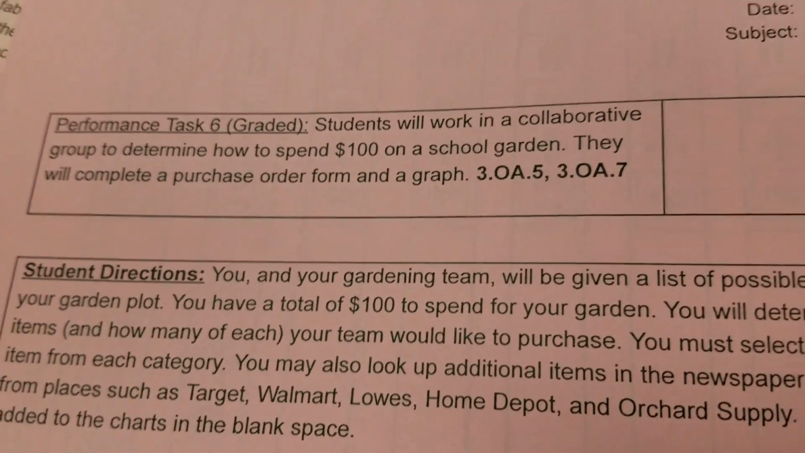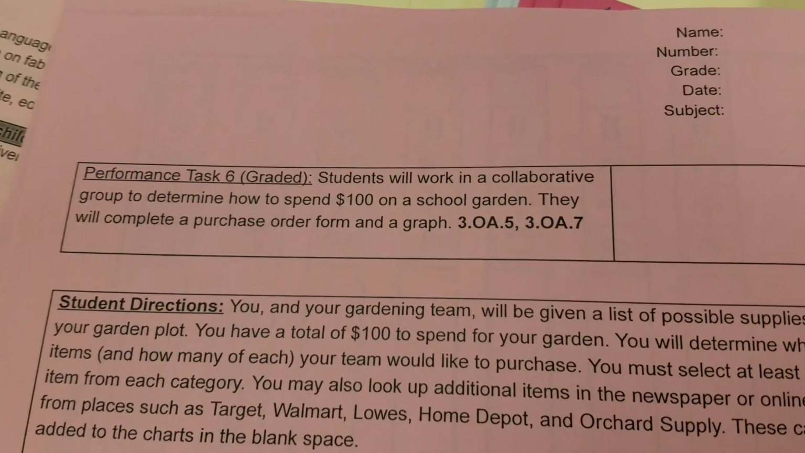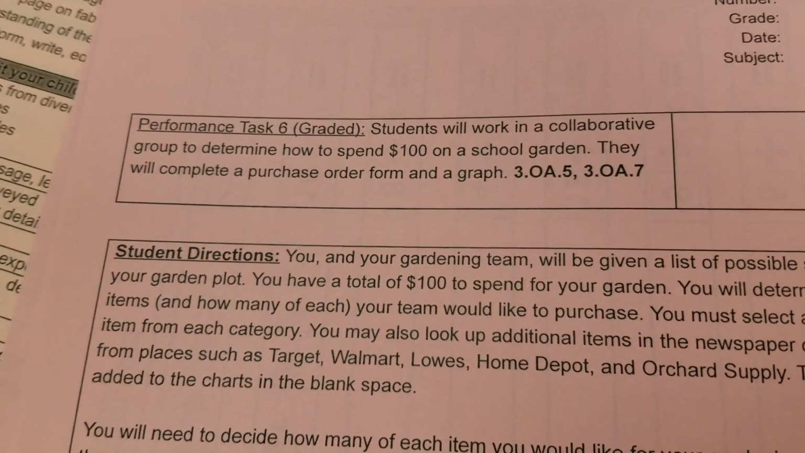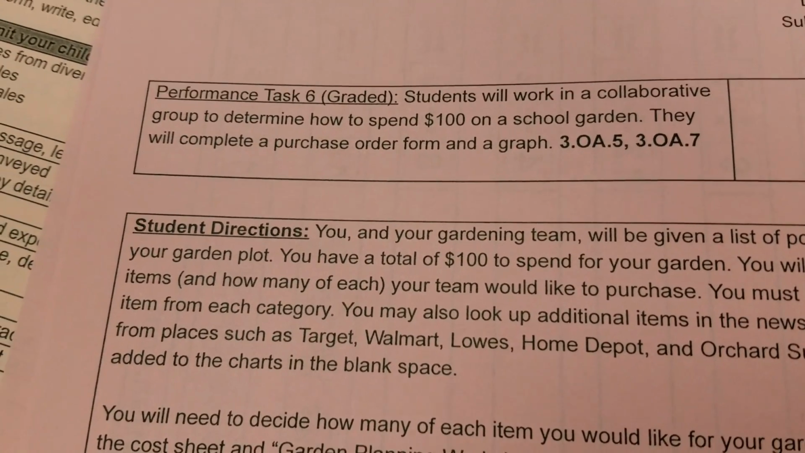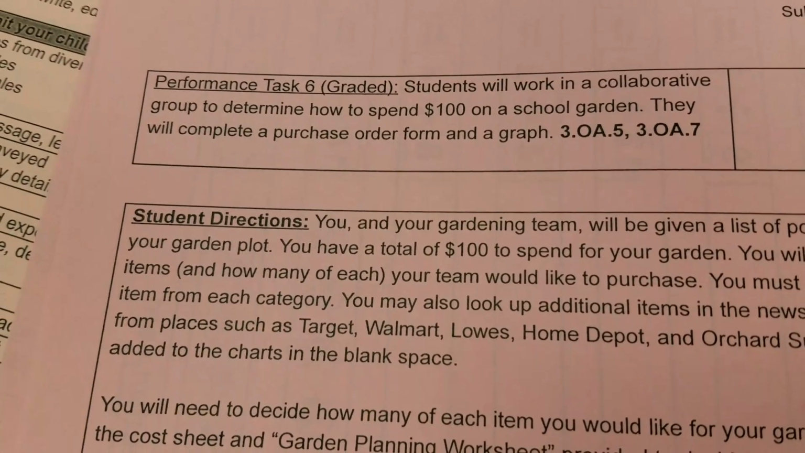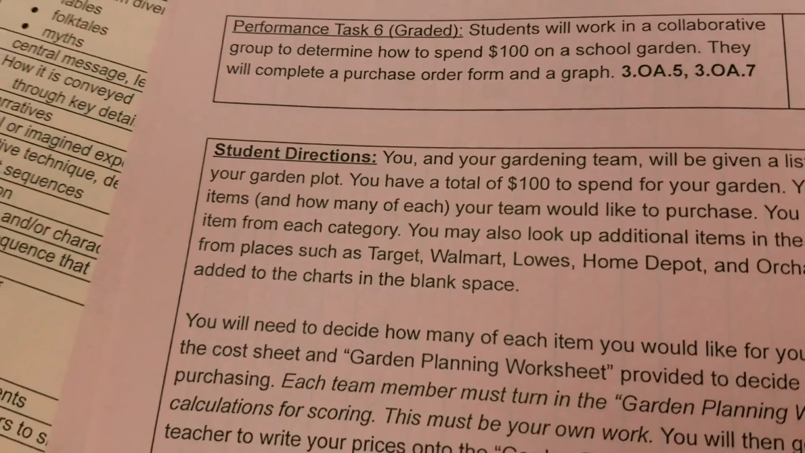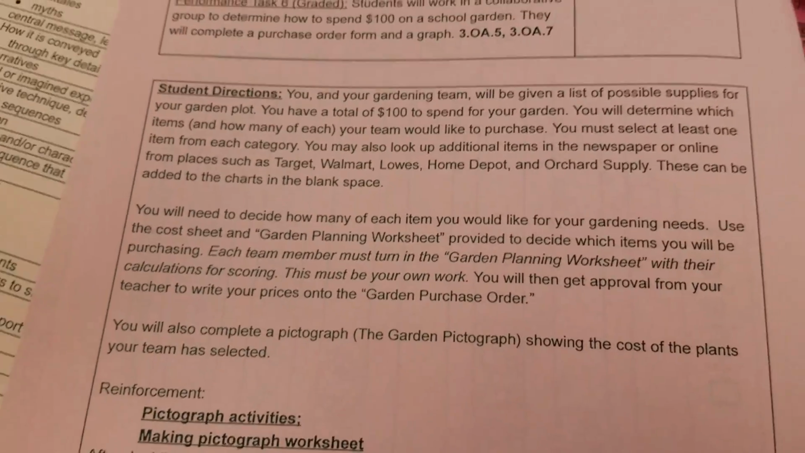Okay, third graders, a lot of you are having some questions on performance task number 6. It says students will work in a collaboration group to determine how to spend $100 on a school garden. They will complete a purchase order from an order form and a graph. Okay, here are your directions.